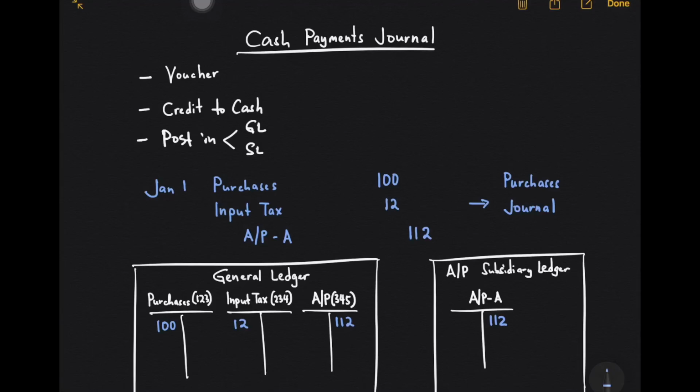In this video, I'm going to talk about the cash payments journal, which is another type of special journal. A business document related to this one would be the voucher. This journal will take in transactions that require a credit to cash or a decrease in cash. After taking in transactions in the cash payments journal, you will then post in the general ledger and the subsidiary ledger if control accounts are involved.